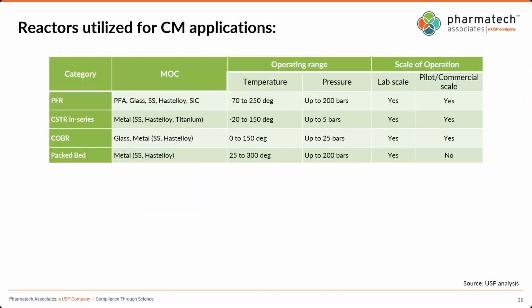On the next slide, this is again a quick comparison of different reactors, their MOCs and operating range. For example, you see the PFR has a wide operating range with respect to the temperature and the MOCs. You can go as low as -70 to 250 degrees, and pressure is up to 1,000 bars as well, 200 bars to 1,000 bars as well. And all of these reactors can be used on a pilot and commercial scale.